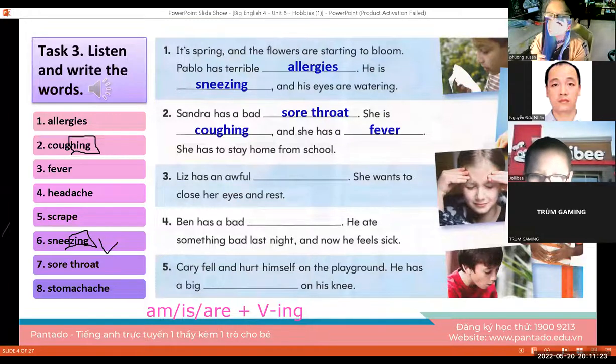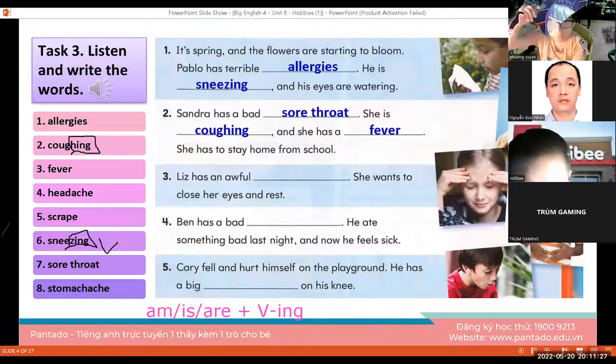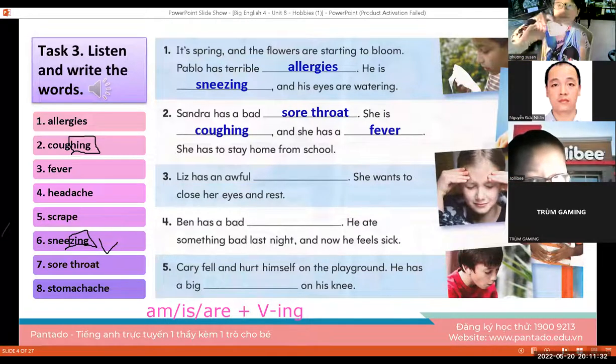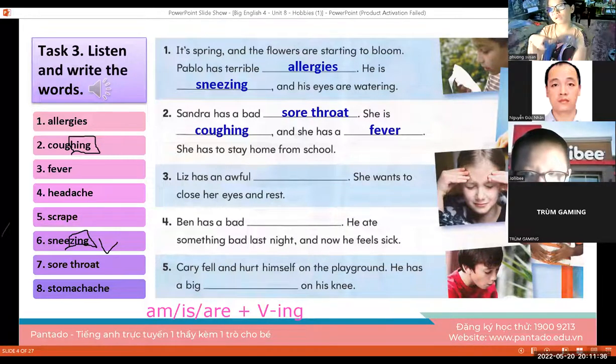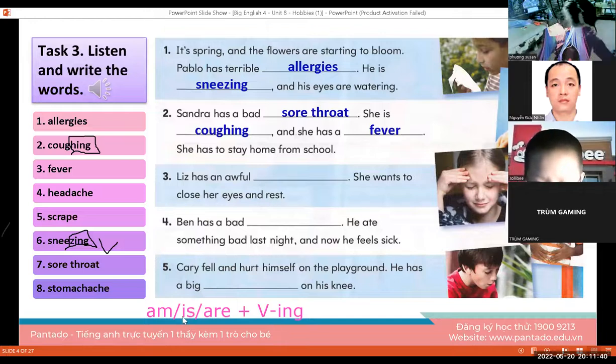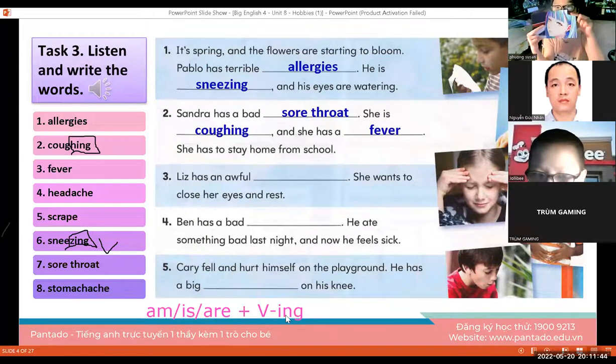Và ở đây Vinh lúc nãy dùng cho cô từ coughing với từ là không đúng. Bởi vì hồi nãy cô nói đó, coughing is a verb with ing. Không thể nào mình dùng an với động từ được. Vinh nhớ nha. Nên là không thể nào mình dùng coughing ở đây được. Mà phải là she is coughing. Cô ấy đang ho. Nè, đó là lý do vì sao cô để cấu trúc này ở đây nè. Am, is, are. Mình sẽ đi với verb with ing.